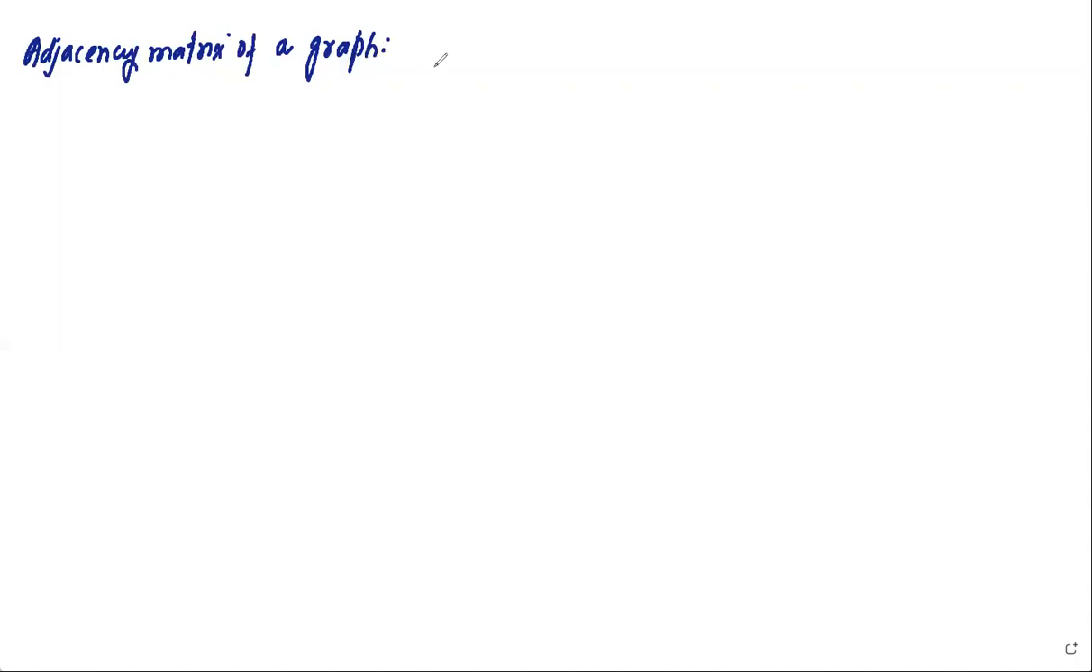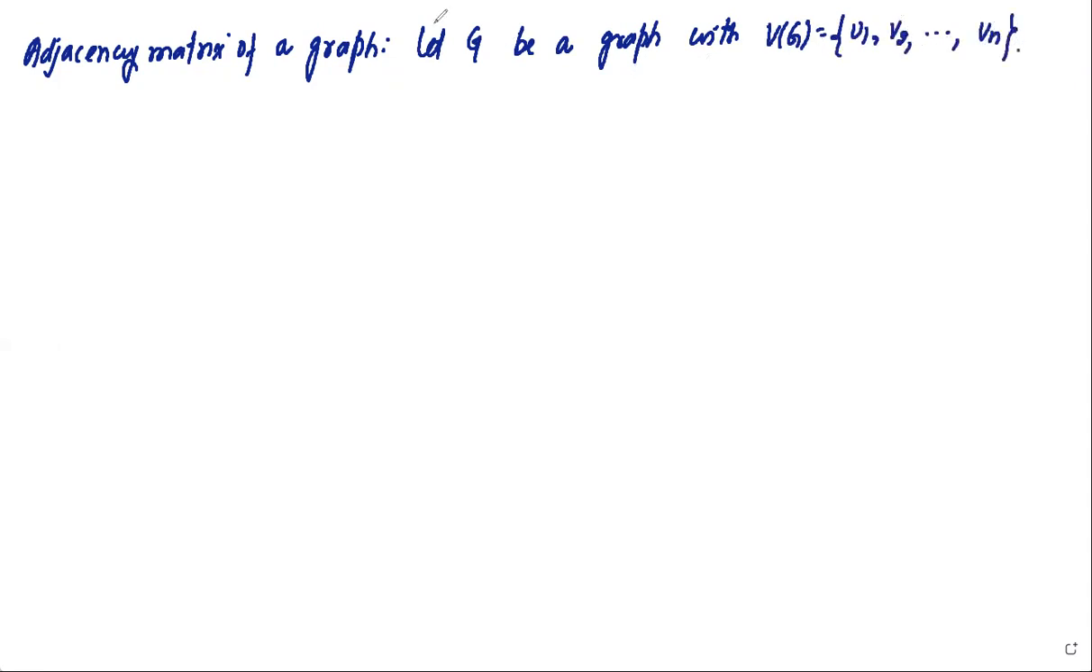So how do we define adjacency matrix? Let G be a graph with vertex set of G equal to V1, V2, so on, Vn. That means we are taking a graph of order n and edge set E of G, which is equal to E1, E2, so on, En.